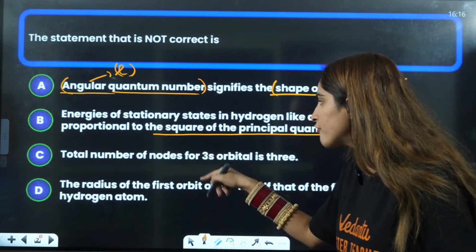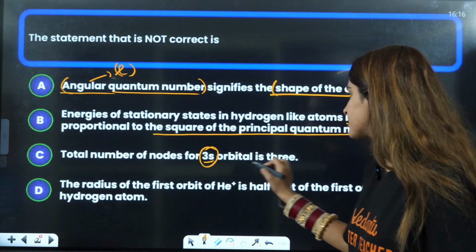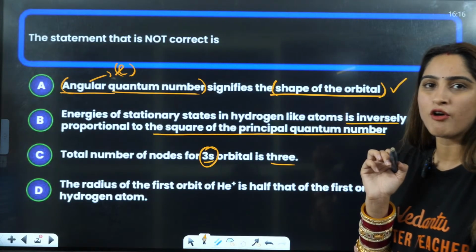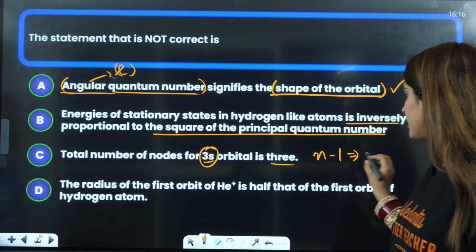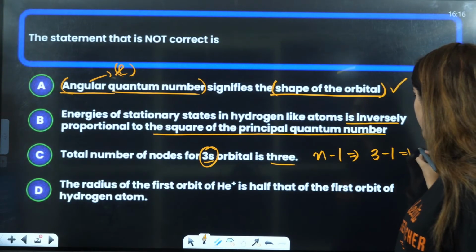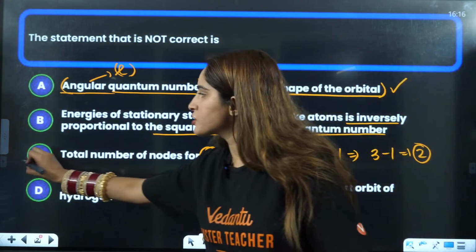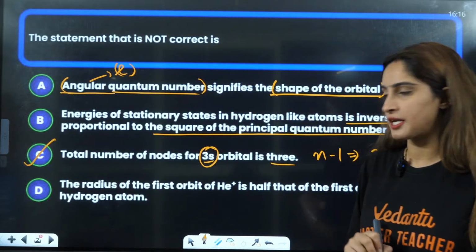The number of nodes for 3s is 3. So what is the number of nodes? Number of radial nodes means n minus l minus 1. So n is 3, l is 0, so 3 minus 1 is going to be 2. So that corresponds to the incorrect statement here.